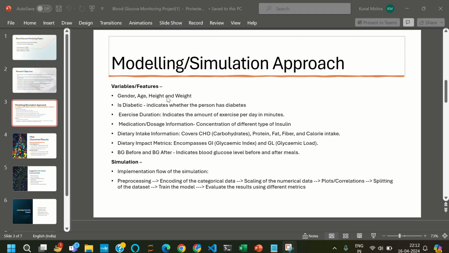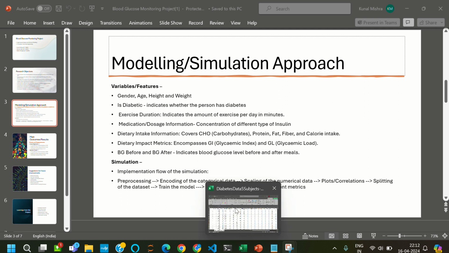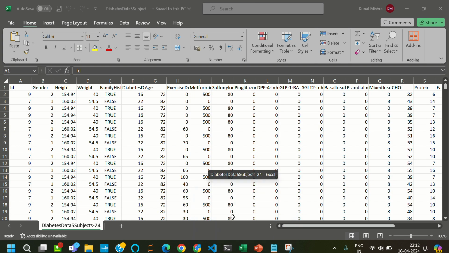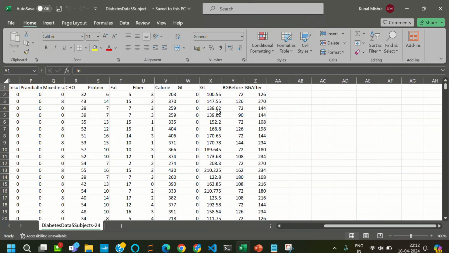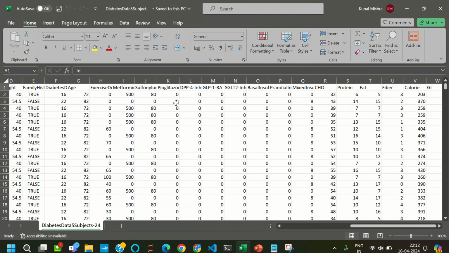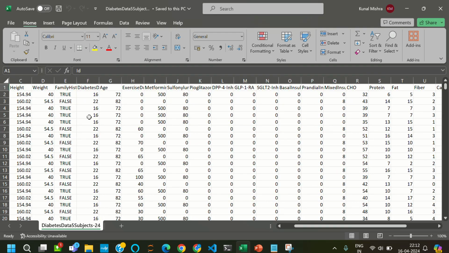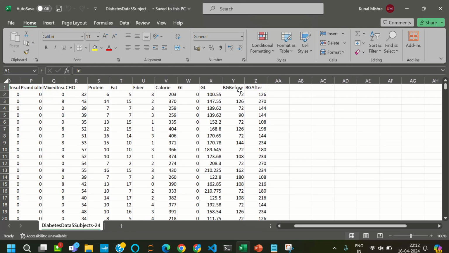Thank you, Nikhil. So now I'll discuss the modeling and simulation approach. So let me show you the data set which we have gotten from a research paper. So this is the data set which has very comprehensive data about the blood glucose levels and various other features which determine the blood glucose levels.